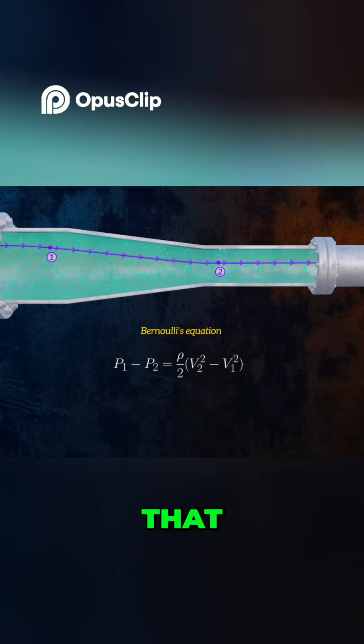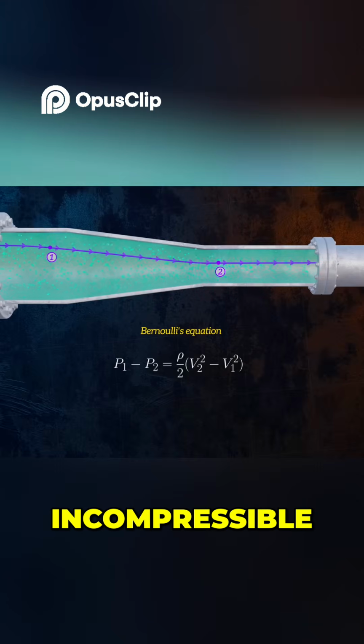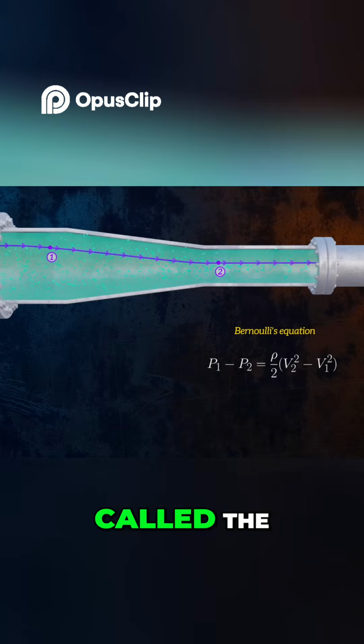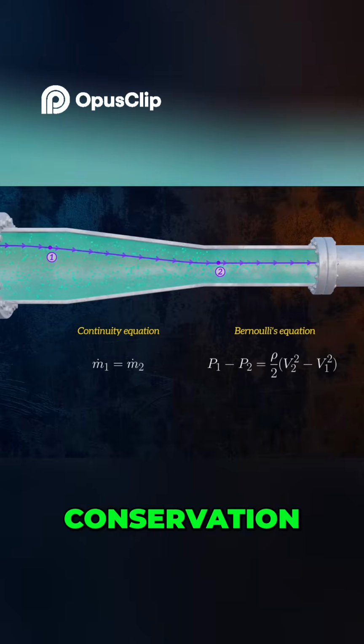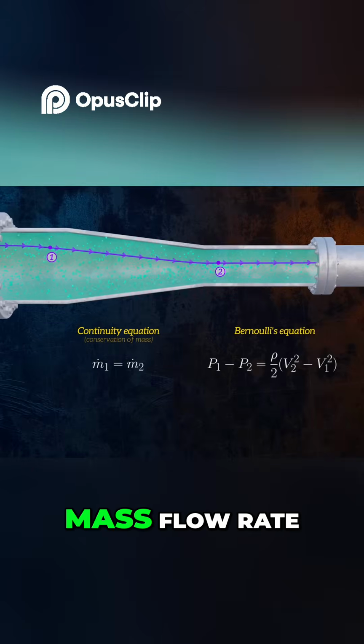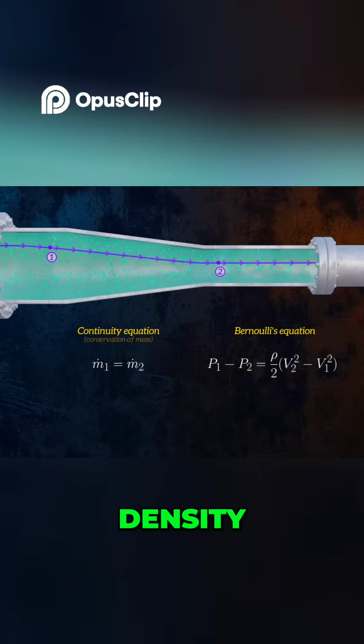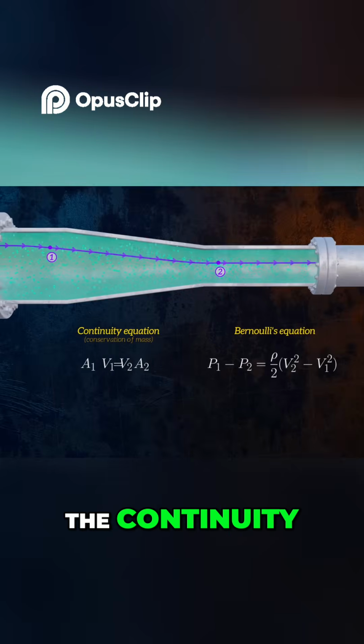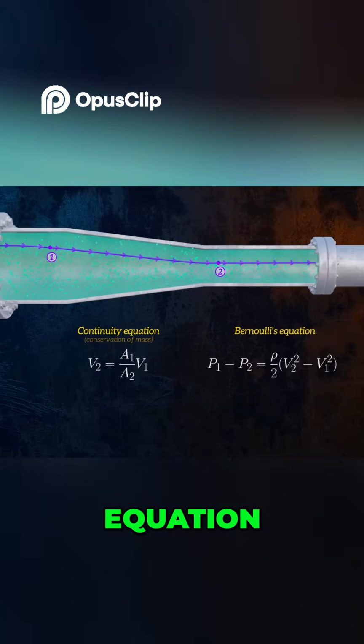If we assume that the fluid is incompressible, the mass flow rate at points 1 and 2 must be equal. This gives us what's called the continuity equation, which is just a statement of the conservation of mass. Mass flow rate is equal to the product of the fluid density, the pipe cross-sectional area, and the fluid velocity. So we can rearrange the continuity equation to obtain an equation for the velocity at point 2.